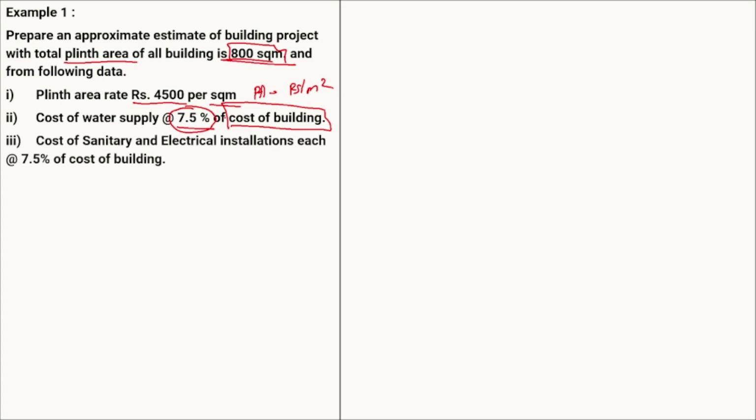Next, the cost of the sanitary and electrical installation is given as 7.5%. Again, remember to read the numerical. Here in the numerical it is given as the cost of the sanitary and electrical installation each.